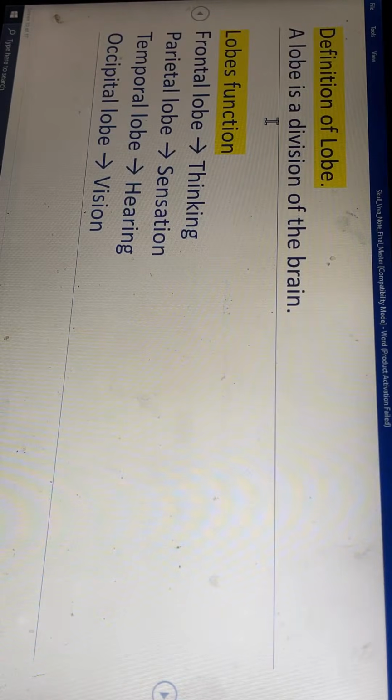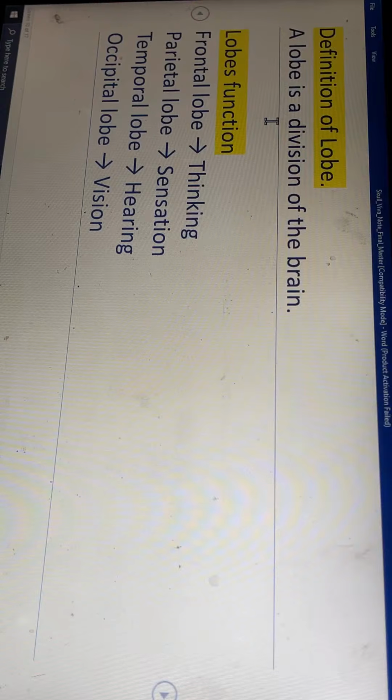So, what is the definition of the lobes? The lobes are just divisions, like in your nursing schools, where we have year 1, year 2, year 3. In the brain also, we have lobes, which are collections of nerve fibers that do a specific kind of work.